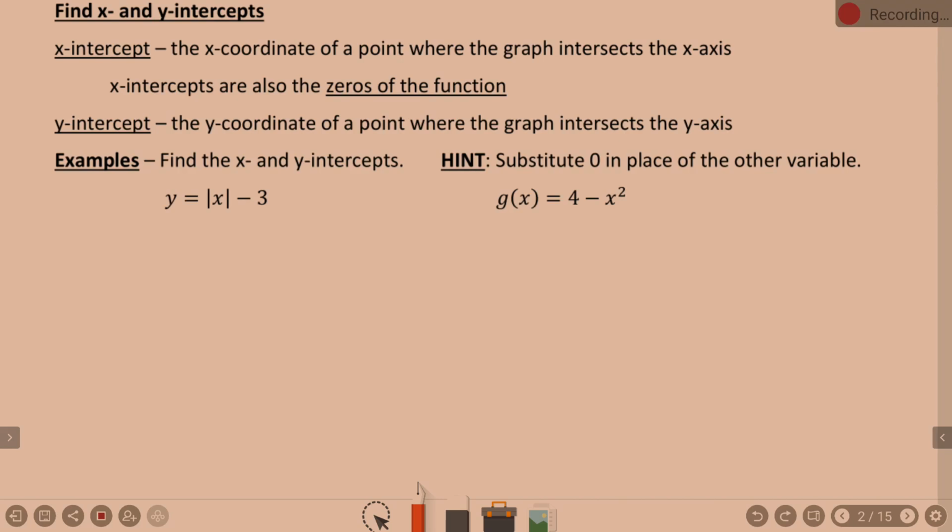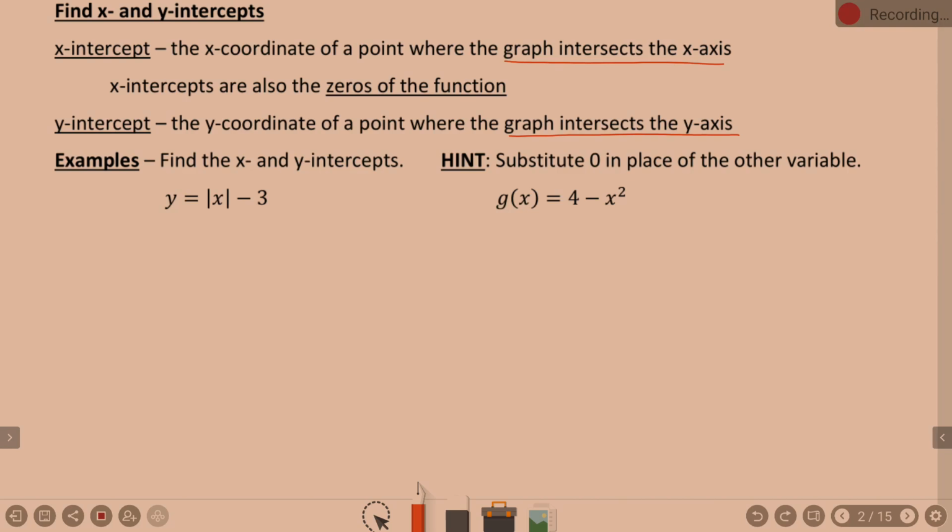I don't even know. Is it where they cross the x and y? Yeah. An x-intercept is where the graph crosses the x-axis. A y-intercept is where the graph crosses the y-axis. So the x-intercept is the x-coordinate of a point where the graph intersects the x-axis. The y-intercept is the y-coordinate of a point where the graph intersects the y-axis.